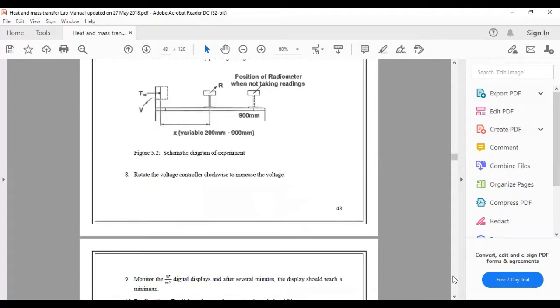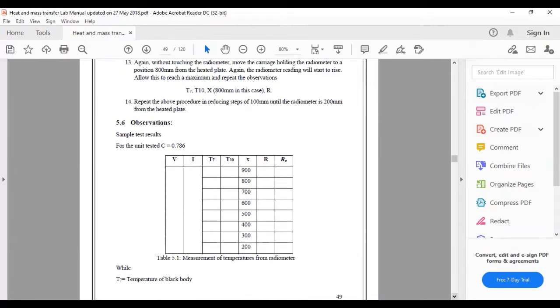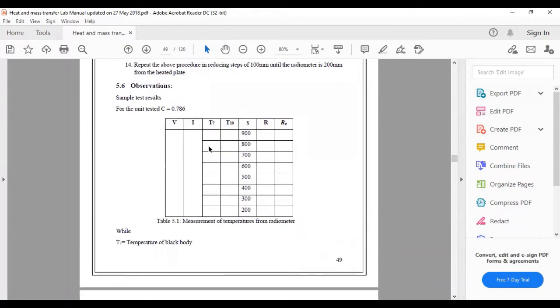So now I will move towards my observation table. These are the values that we will measure from our experiment. This T7 and T10: T10 is the temperature of the heater that we will use as a heat source. T7 will be the temperature of the black body or silver body that we will place in between the radiometer and the heat source. This R is the reading of radiometer intensity that we will measure from the radiometer.